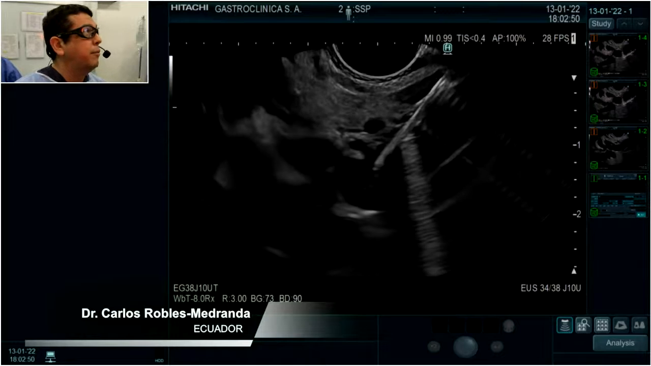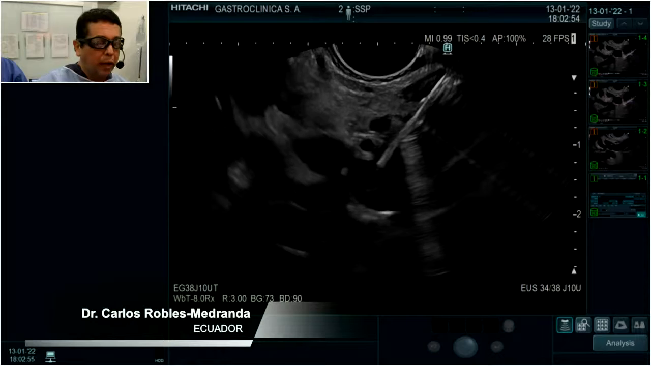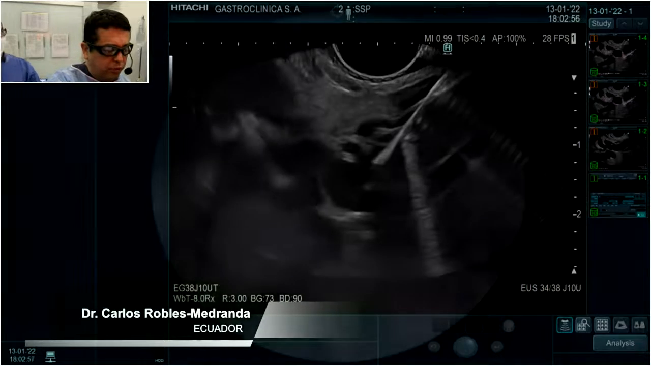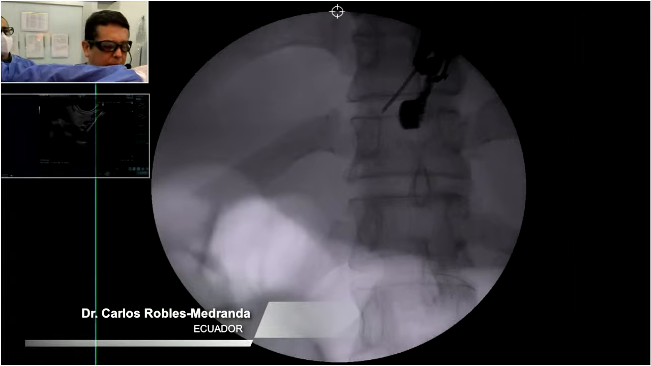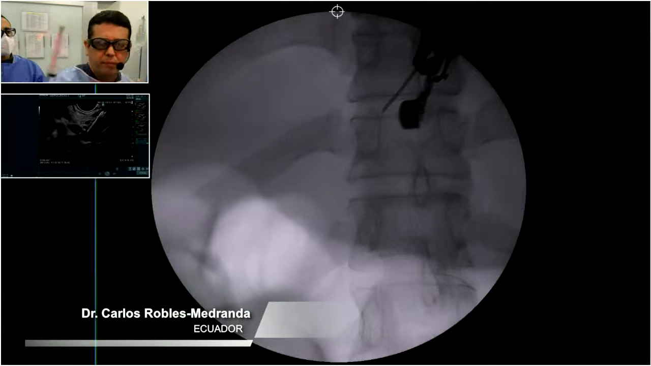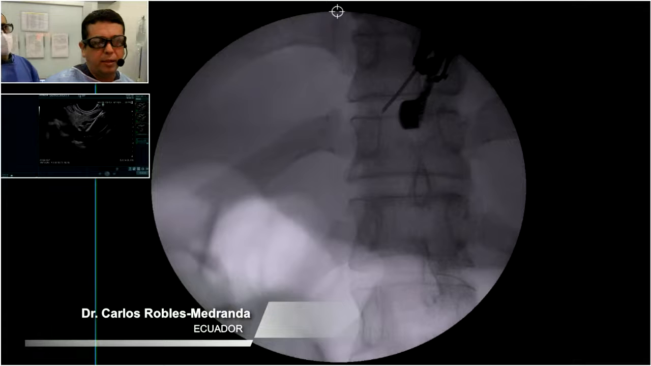So I have the fluoroscopy, please. Fluoroscopia. So I already put saline solution in the middle. I flush with saline just to see, like this, if blood is coming or not. So it's coming the bile. Okay, so now I am very good. So you have the image. I need la imagen del ecógrafo primero, por favor.